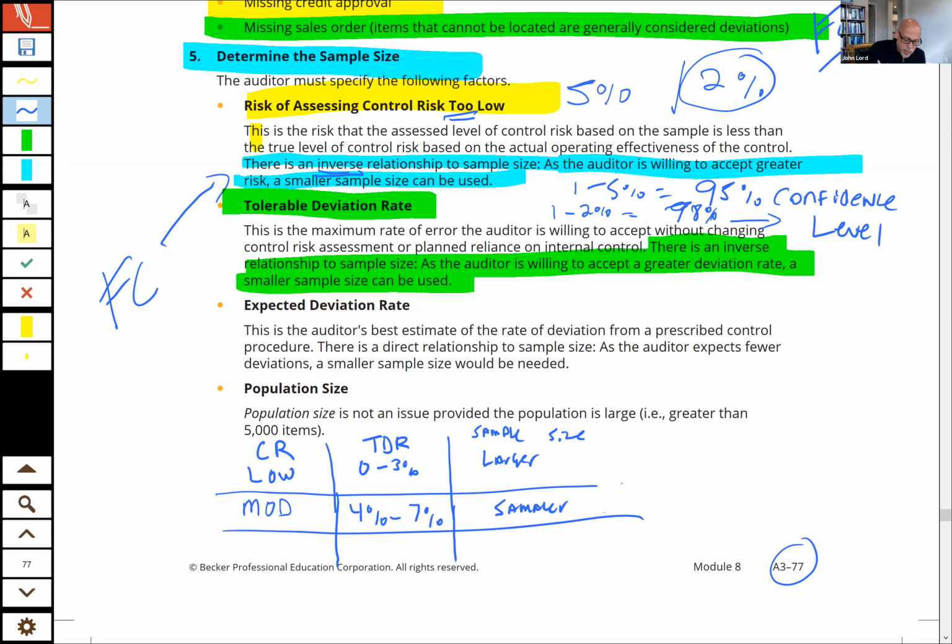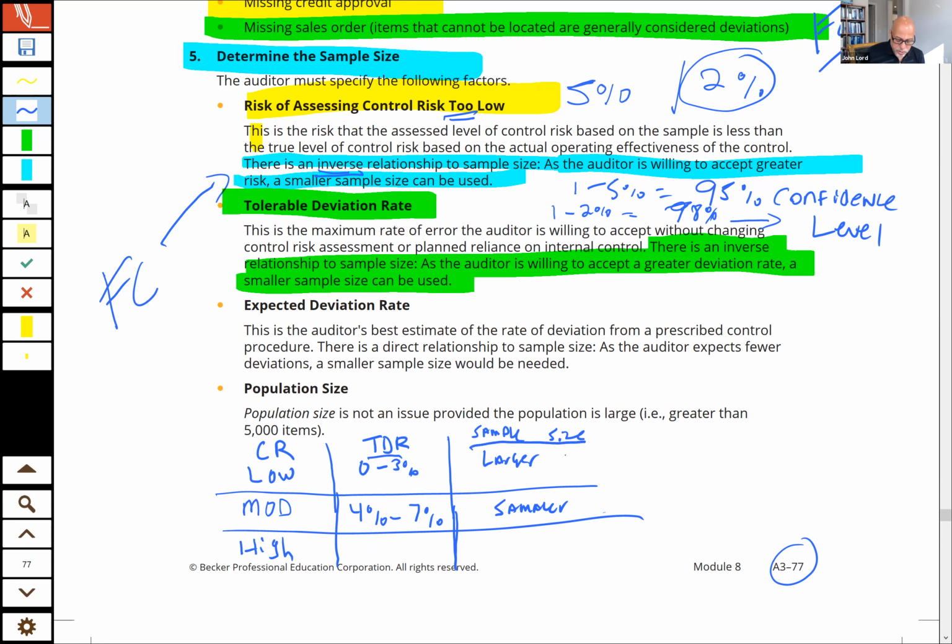Okay. Now, if I set my control risk at high, that means that I'm thinking the deviation rate is pretty high. Okay. So what do you think my sample size should be now? Like 8 to 12 or something. I didn't ask what my tolerable deviation rate should be. These are not sample sizes. These are deviation rates here.